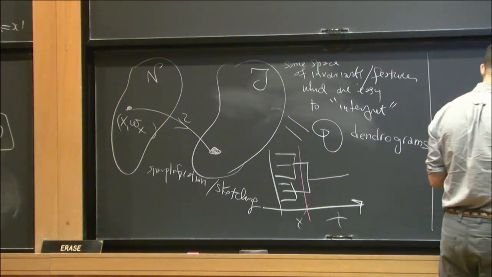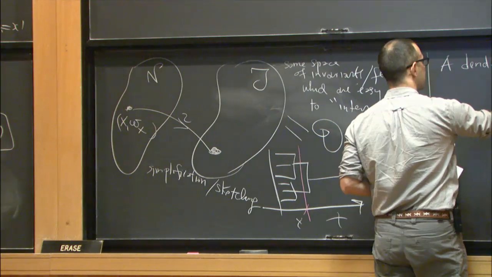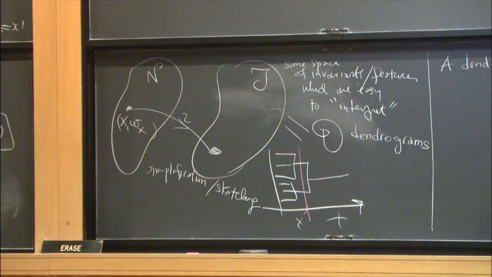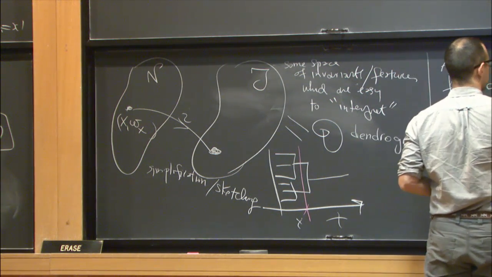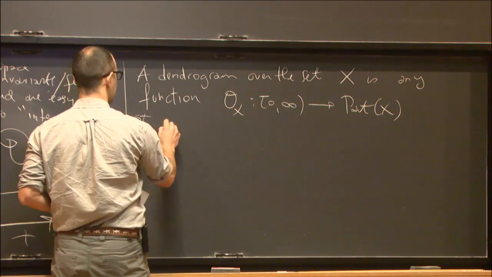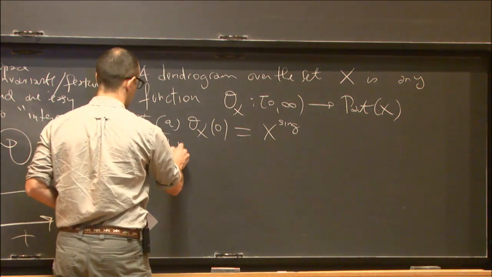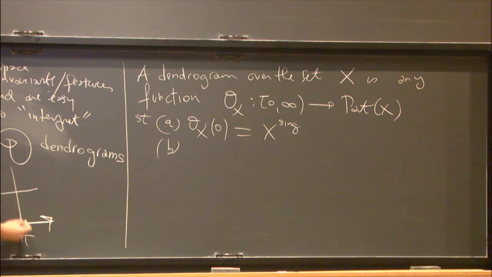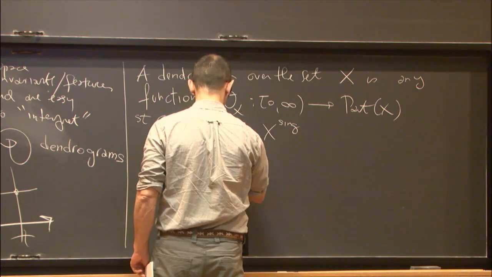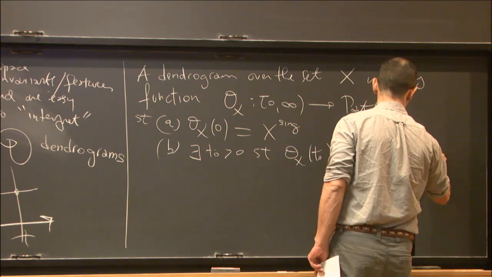So let me say precisely what I mean by a dendrogram. A dendrogram over the set X is any function θ_X from 0 to infinity into partitions of X, such that at 0 you have the partition of X into singletons. Then for some sufficiently large value of t, the partition you get is a partition of X into only one component. So there exists a t0 such that θ_X of t0 is the one block partition.